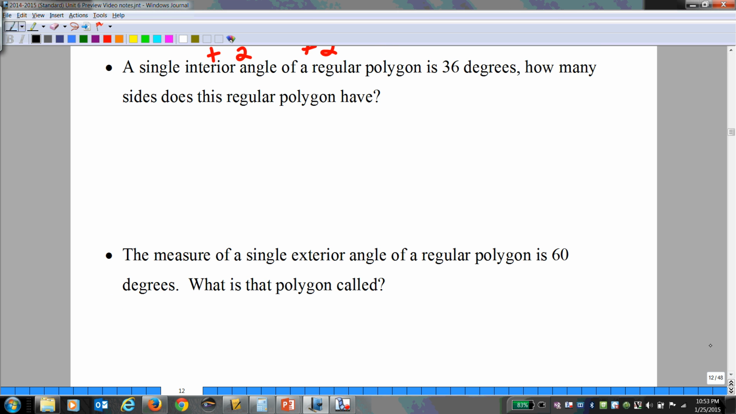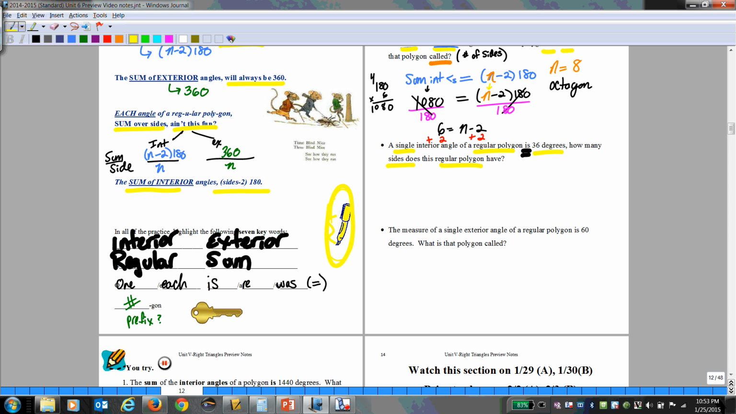Let's try another one. Again, watch your key words. It says a single interior angle of a regular polygon is 36 degrees. How many sides does this regular polygon have? Okay, now we have a single interior angle. And it's regular, which means we are working here with each angle of a regular polygon. We're using this one right there. It's interior because it says it's interior.